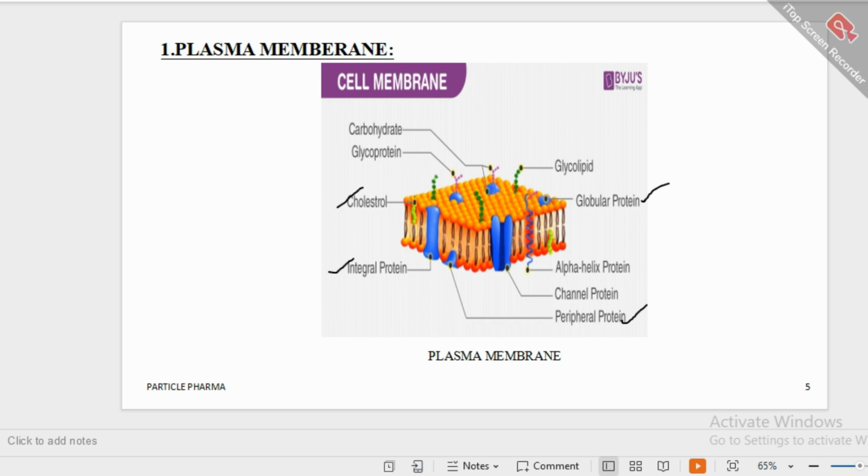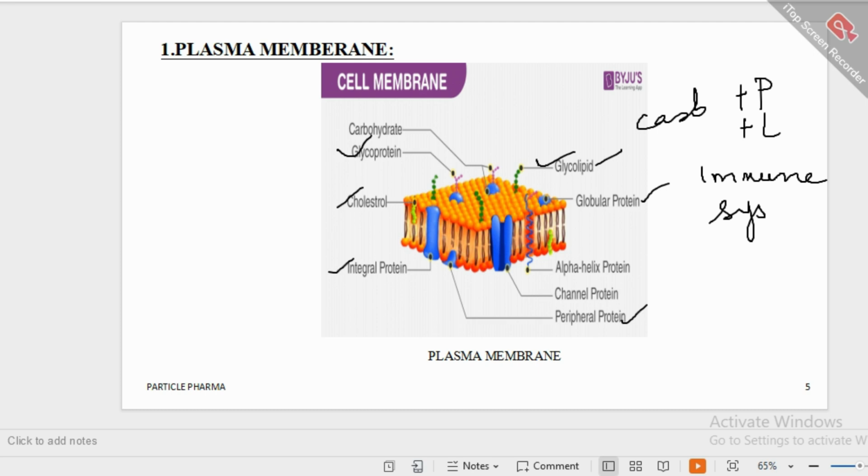Next are glycoproteins and glycolipids. These are carbohydrate chains attached to either proteins or lipids on the membrane surface, which help in recognition by the immune system. Whenever an organism is not in proper condition and immunity is required to fight against bacteria and viruses, the glycoproteins and glycolipids help. So they help in recognition by the immune system.